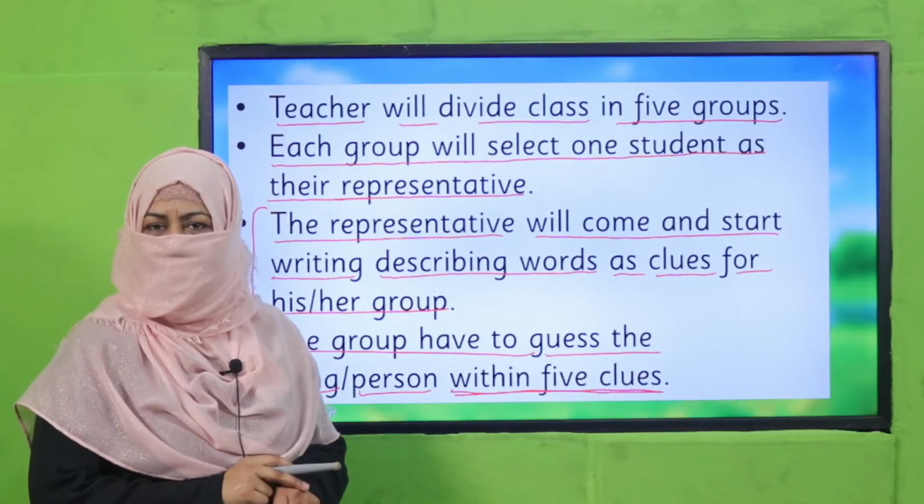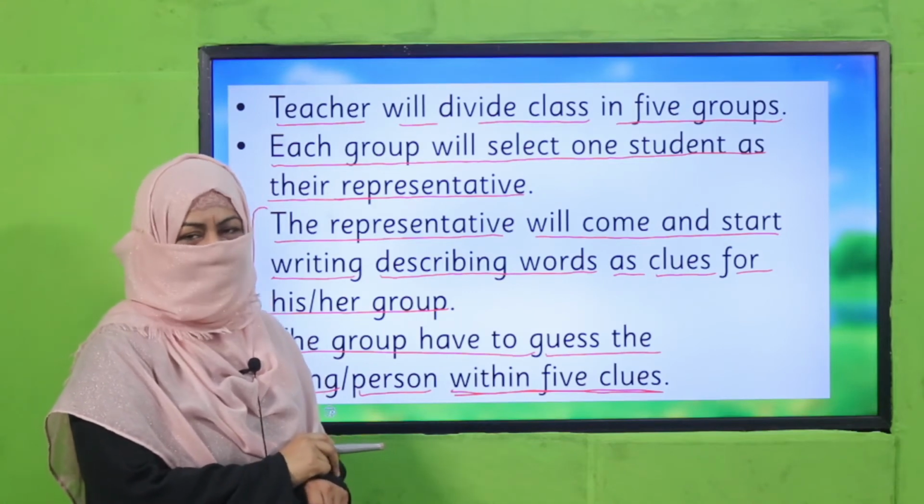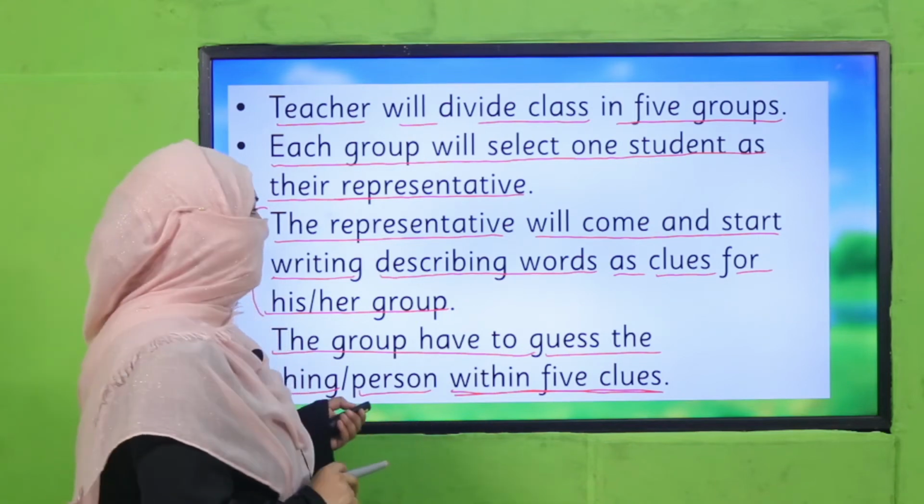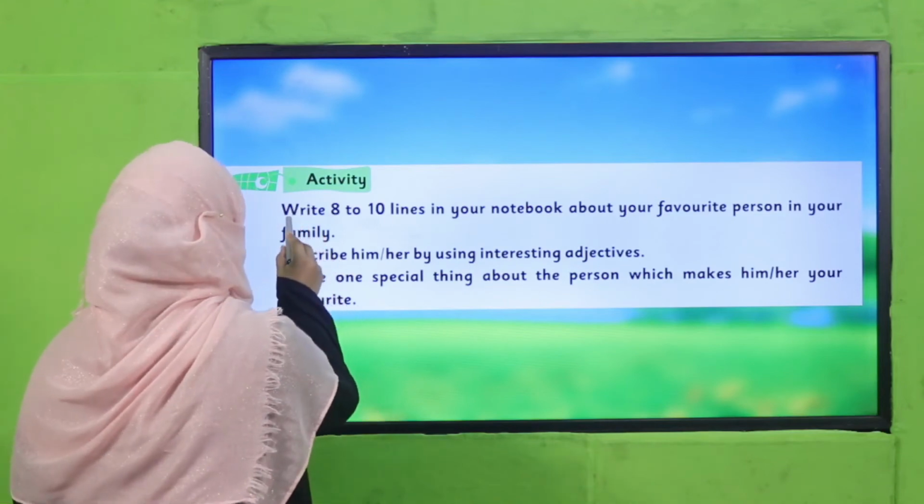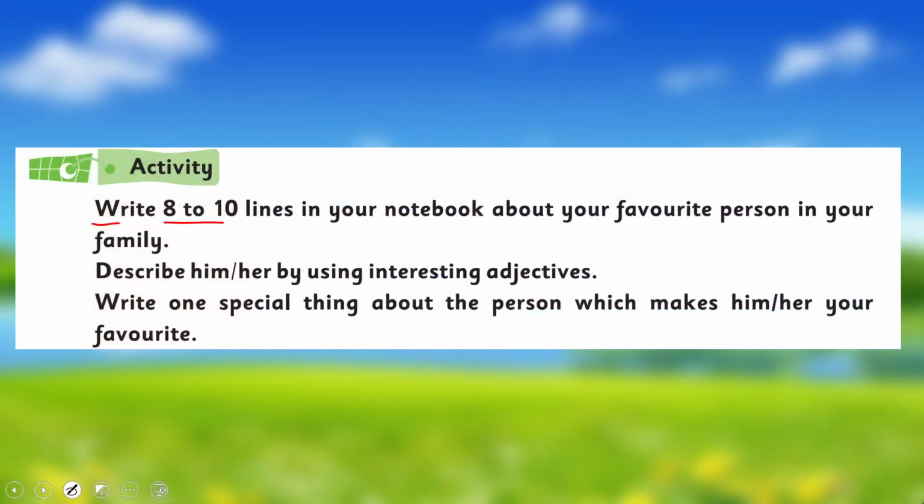Yes, my dear children, are you done with it? Good job. I hope all of you could guess the person or the thing your leader wanted you to guess. Right? You did it? Okay, good. So it's time to do the activity from your book. Now, all of you settle down because it's writing work. You will write 8 to 10 lines in your notebook about your favorite person in your family. Means the person you like the most in your family.